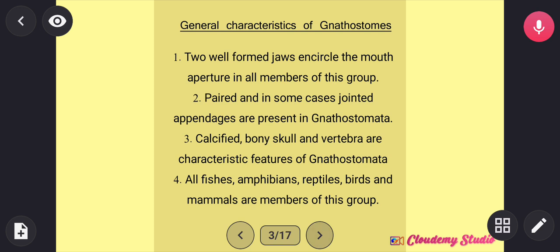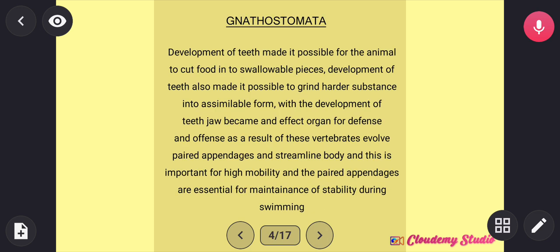With the development of the jaw, there is development of teeth as well. And with the development of teeth, it is made possible for these animals to cut food into swallowable pieces. Hence, this makes them a very successful and active predator. So they are able to use the teeth to grind other substances into assimilable form. So because of this, the jaw becomes an organ for defense and offense.